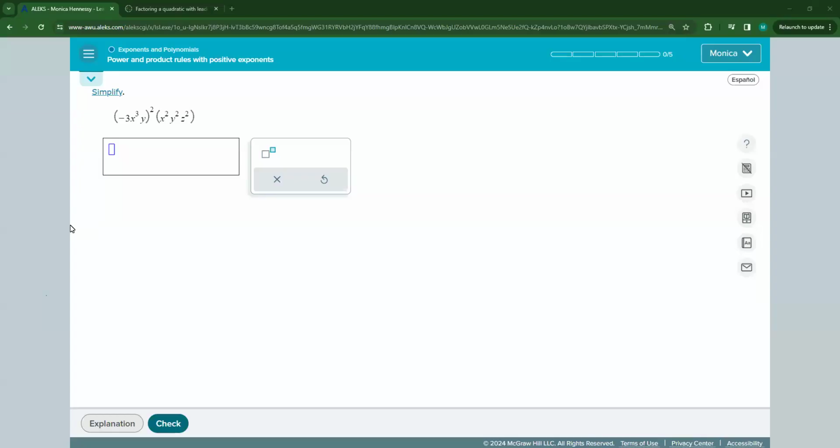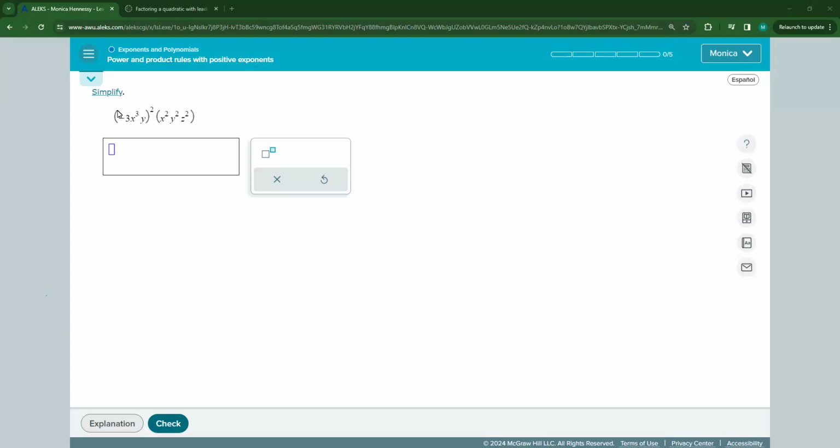Okay, so for this video, we're going to talk about powers and product rules with positive exponents, and basically the rules that we're doing with exponents for now. If we have an exponent attached to parentheses, that means I could write that set of parentheses the number of times that the exponent is, because exponents are telling you how many times you're going to multiply what it's attached to by itself.